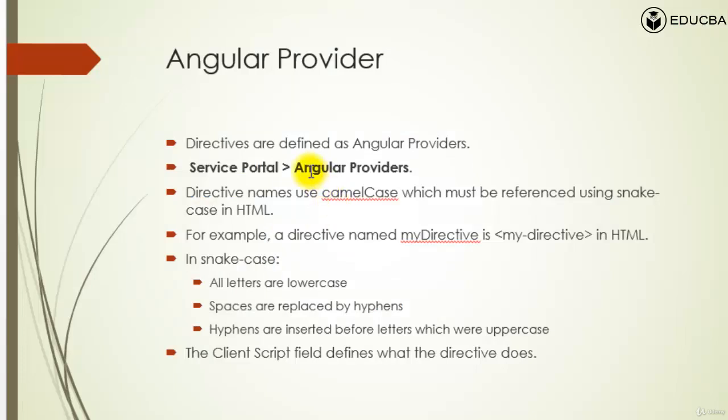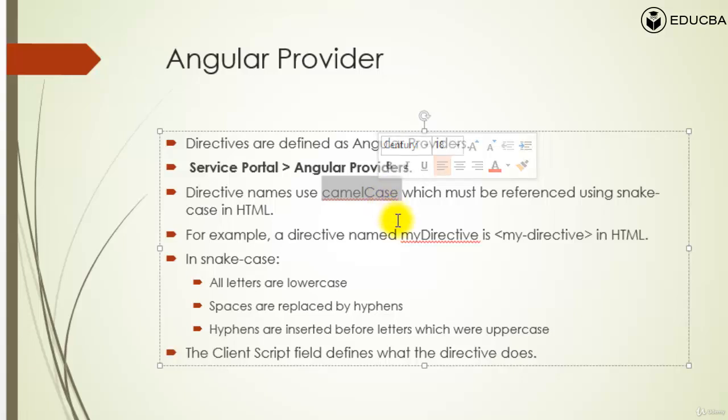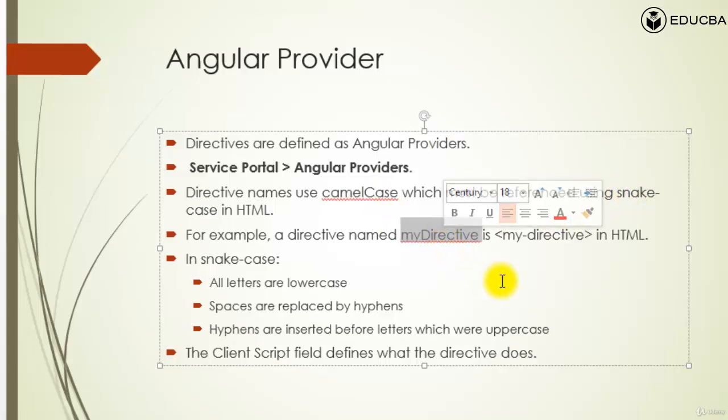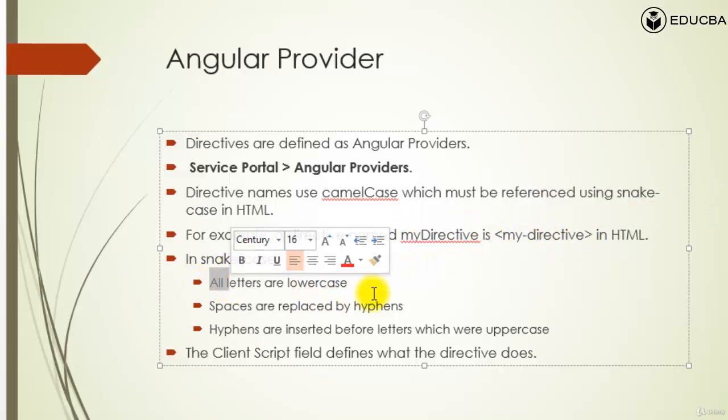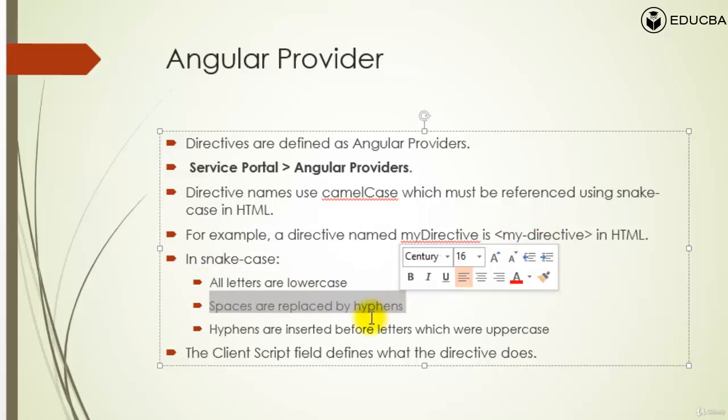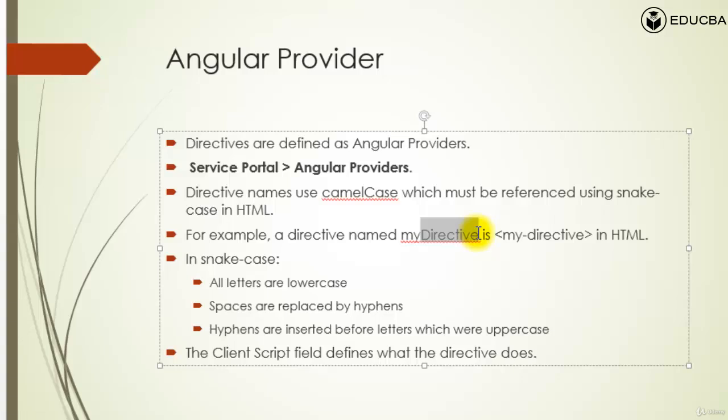Directive names are camel case, which must be referred to using snake case in HTML. The directive name will be in camel case, but you know the snake case, right? If there is my directive, the way it looks in snake case is, you'll have the greater than and less than symbols. Within that, you'll have the name of the directive, where every time after the camel case, a hyphen comes in. All letters should be lowercase, spaces are replaced by hyphens, and hyphens are inserted before letters which were uppercase. So which were uppercase here were just replaced by a hyphen. That's how it looks.